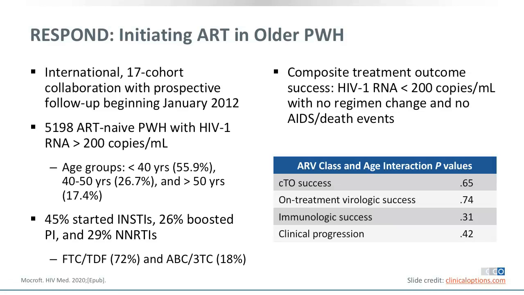The second one is the strict biologic success. The third one is immunologic success. And the last one is clinical progression, as defined before, with a new AIDS-defining disease or death. As you can see in the table at the bottom, there's no interaction between age and treatment success with any of the 4 outcomes analyzed in the study. These are p-values, and there's no interaction between age and the success in any one of these 4 treatment outcomes.